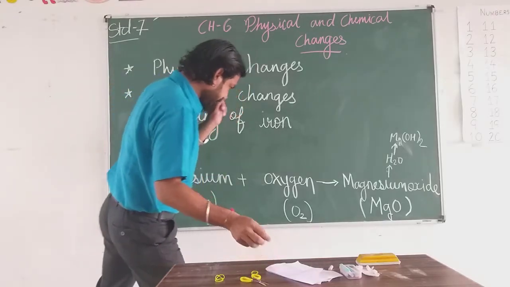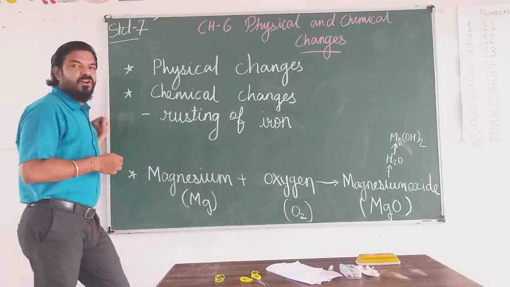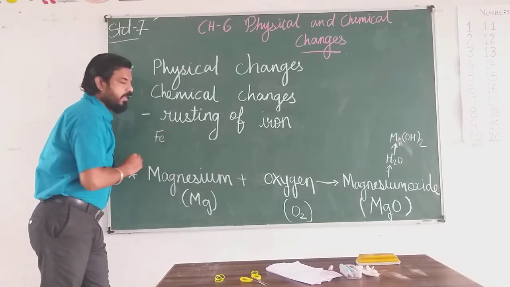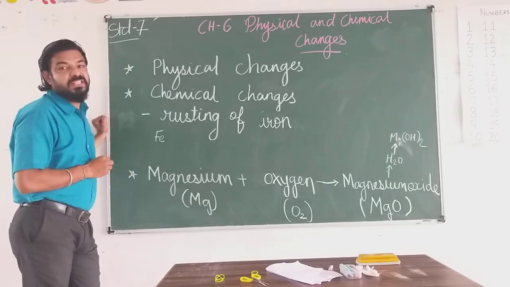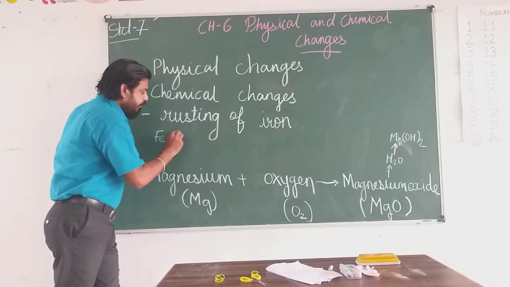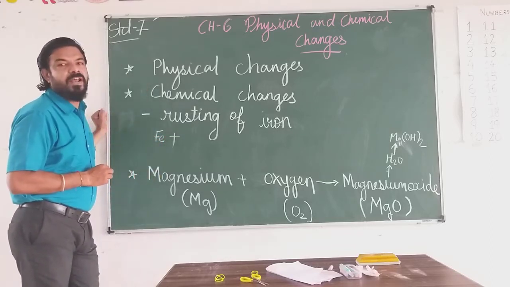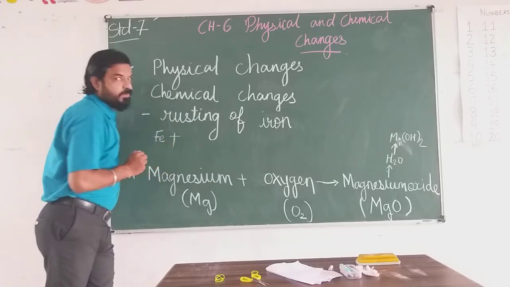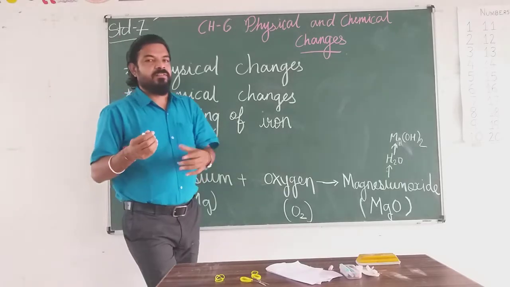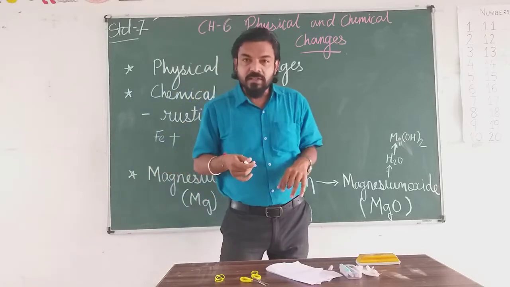Suppose this is the rusting of iron. The chemical symbol of iron is Fe. It is the rusting of iron. Suppose this is iron, and what happens in the environment? What is present in the environment? You say, sir, there are lots of gases present. There is nitrogen, carbon dioxide, oxygen, is it?